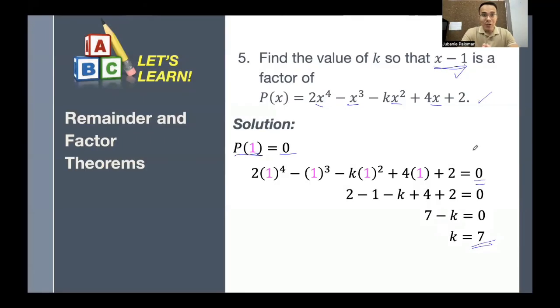I hope you're able to understand how the remainder theorem works, how the factor theorem works, and when to use synthetic division or the long division method. So after watching this discussion video, I want you to take your check-up quiz number 1. That is about synthetic division, remainder theorem, and factor theorem.